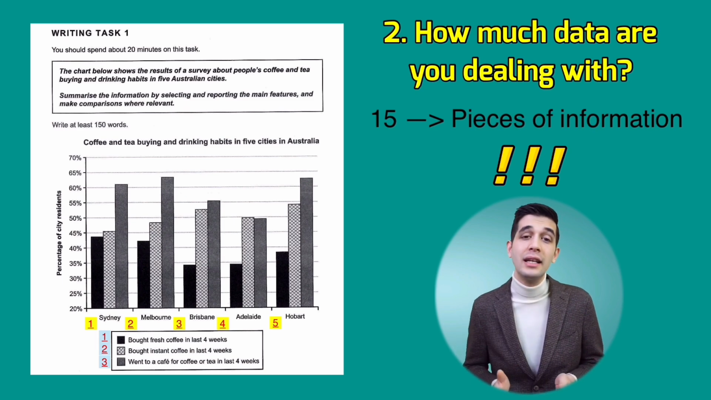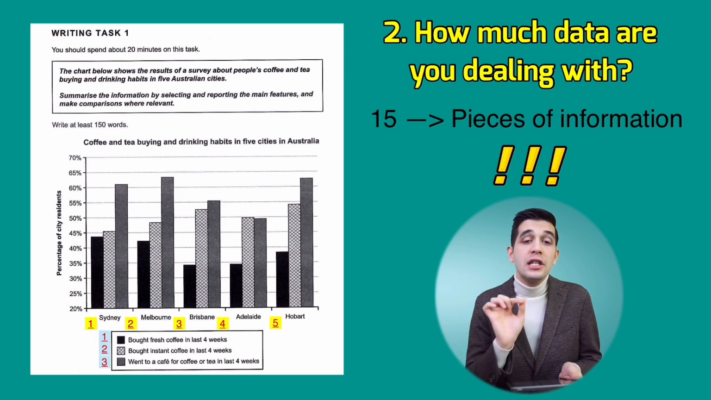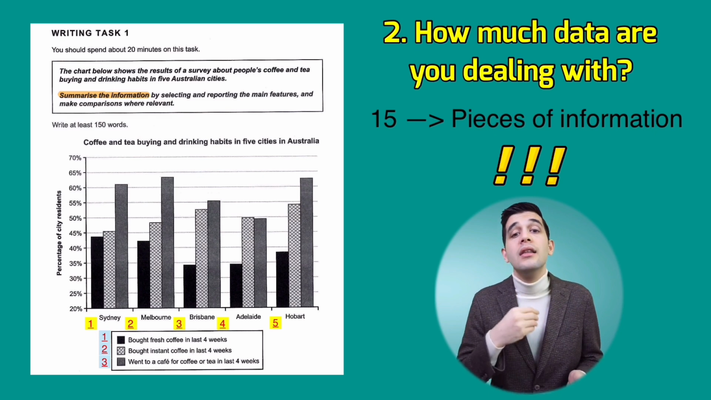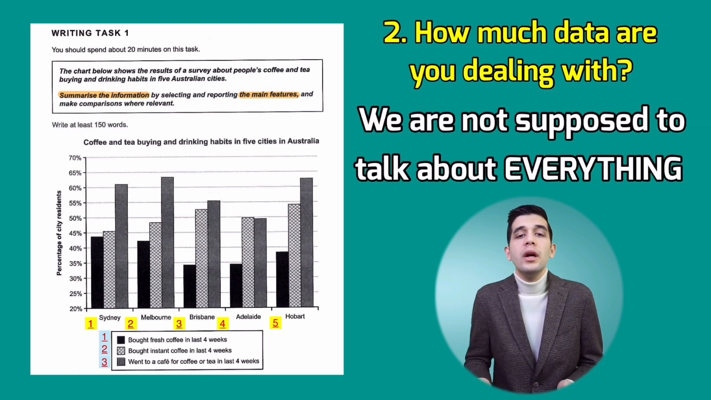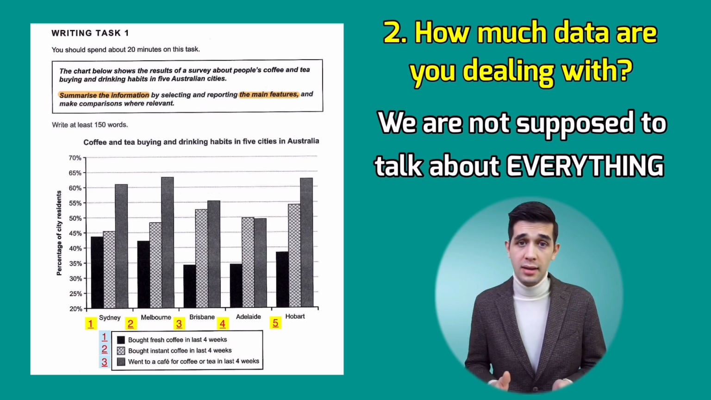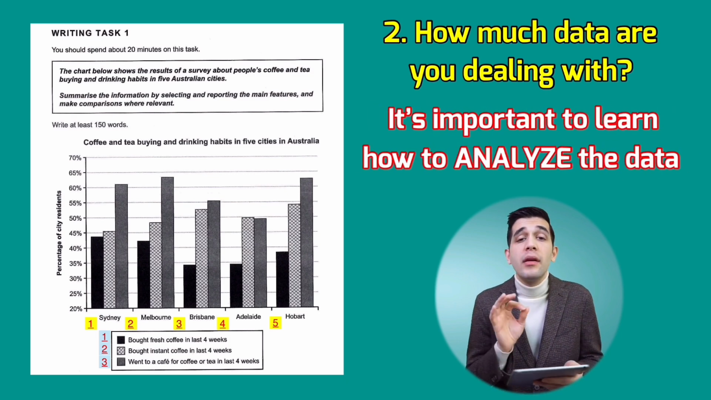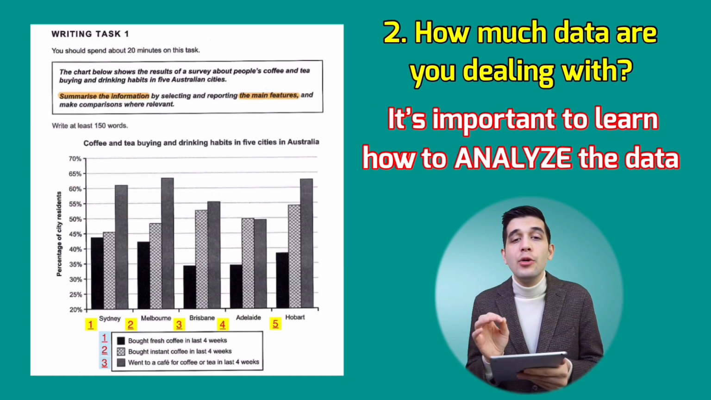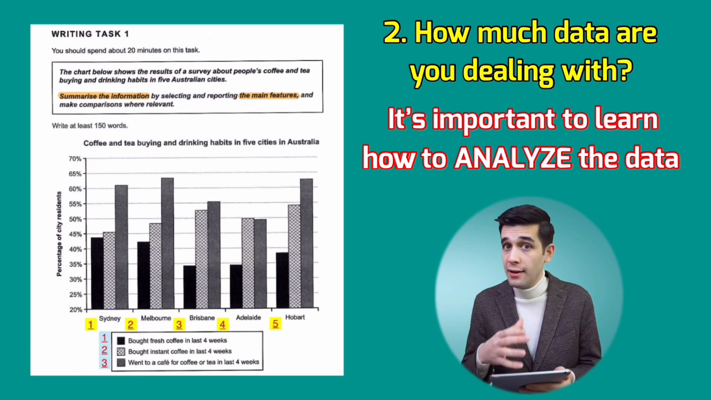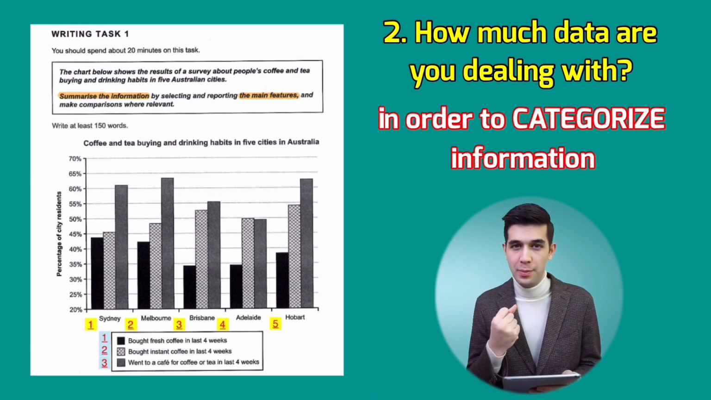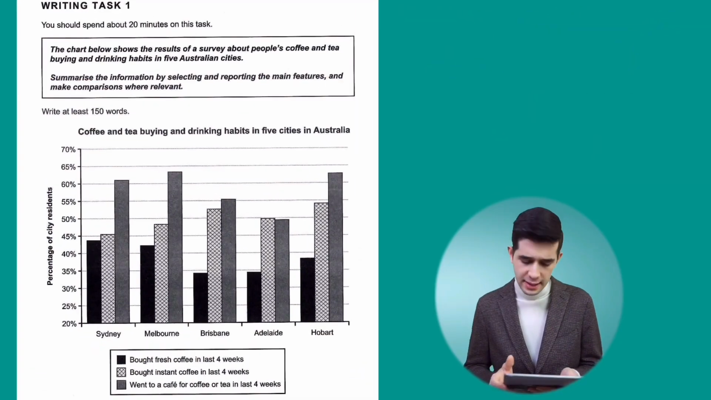Let's take another look at the task. The task says, summarize the information by selecting and reporting the main features. So we are not here to talk about everything. We need to summarize it. So it is very important to learn how to analyze each graph or each chart or each task you are given to categorize information. Let's go ahead and do this for this task.